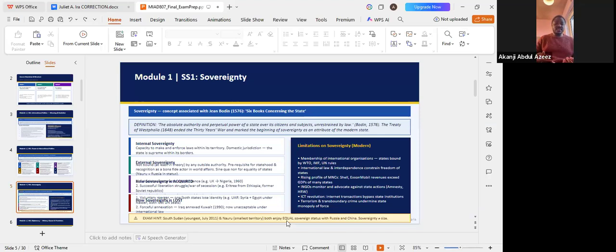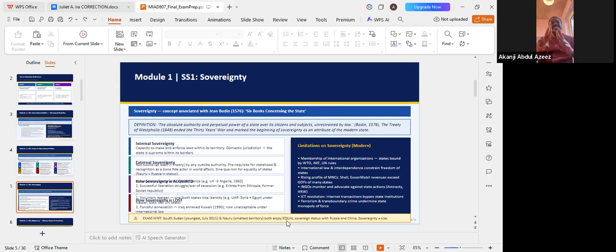Do you understand? We say that at that point, that country is sovereign or that it is being secured. Now, from the slide we have here, listen, sovereignty is the absolute authority and the perpetual power of a state over its citizens and subjects, unrestrained by the law. So that power the country has to protect people, not being manipulated by internal or external factors, is sovereignty.